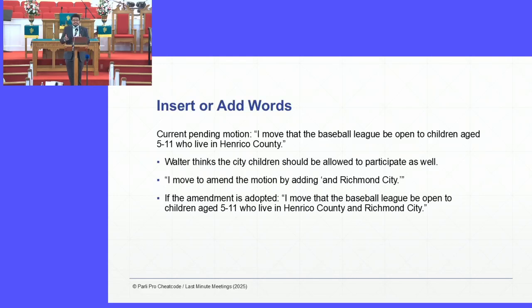So if you vote yes, you would amend the motion, and you would still have to vote on the main motion as amended. Or if you vote no, you're still with the main motion. You still have to do one final vote on that main motion. And so if you look at that bottom bullet, if the amendment is adopted, it's, I move the baseball league be open to the children in the county and the city. Does that make sense? And so by adding in and the city, you're offering an alternative, right?